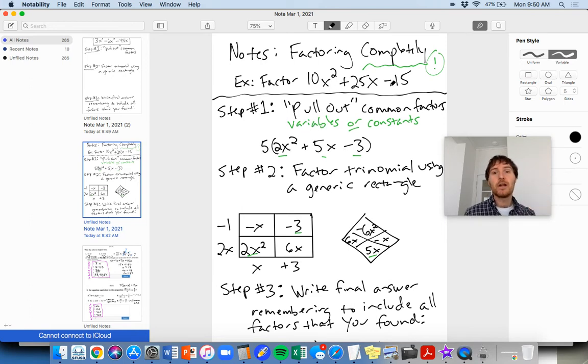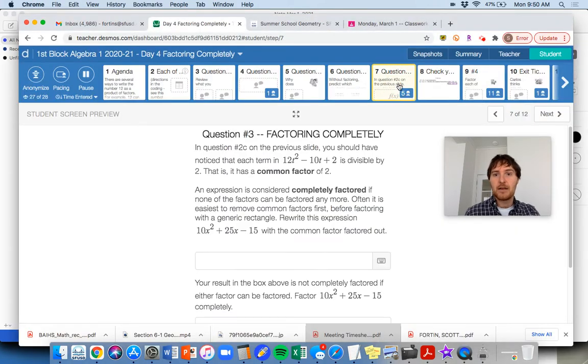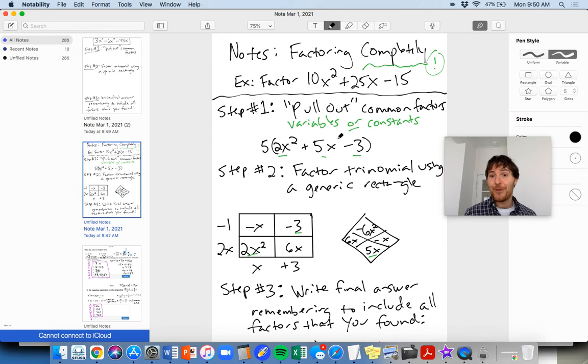But I have it up on the wall to help you guys out a little bit. So this one you should have done in class, on number 7, for instance, 10x squared plus 25x minus 15. You already have the answer, but you might be questioning to yourself, what's the most structured way I can do this? How can I get organized to get that as an answer? And my recommendation is to follow these steps here.